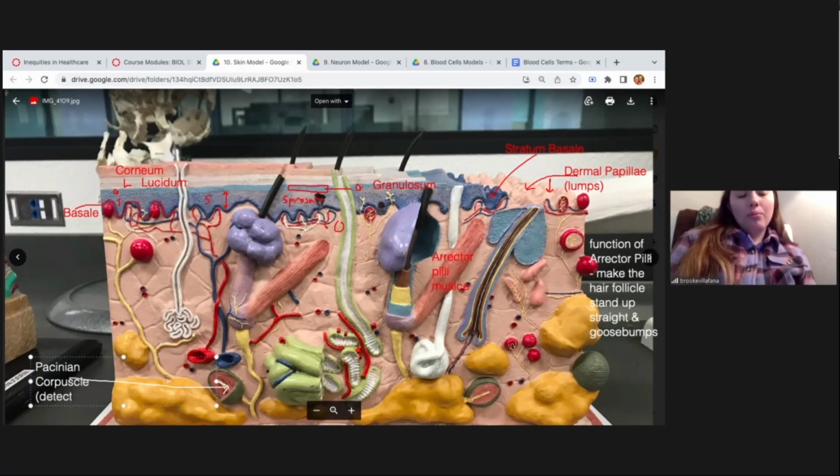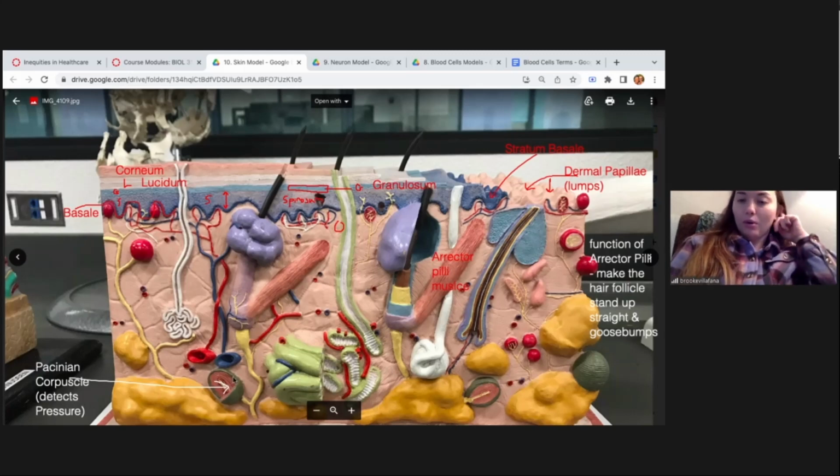So the Pacinian corpuscle detects pressure. I've said that like 10 times now. Hopefully you guys are getting it, but if you get the Pacinian corpuscle, we'll definitely be asking you the function, right? Meissner's corpuscles are always going to be towards the top surface, right? Meissner's corpuscle, all of these guys are all Meissner's.